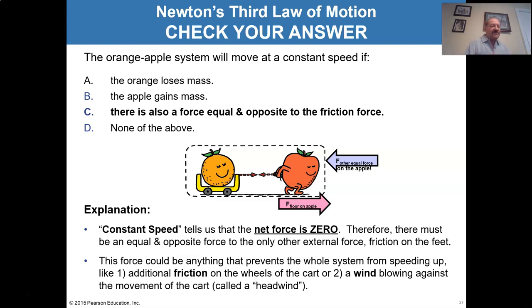Even if you're putting a constant force between the apple's feet and the ground, there's also this constant force backwards of the friction between the wheels and the floor. That could be one possible explanation. You could also have a headwind blowing into the apple, producing an air resistance force, like we talked about when you're falling, but in the direction facing them. That force could be preventing any acceleration. It would be an equal and opposite force. It doesn't necessarily stop motion, it just stops acceleration of motion.